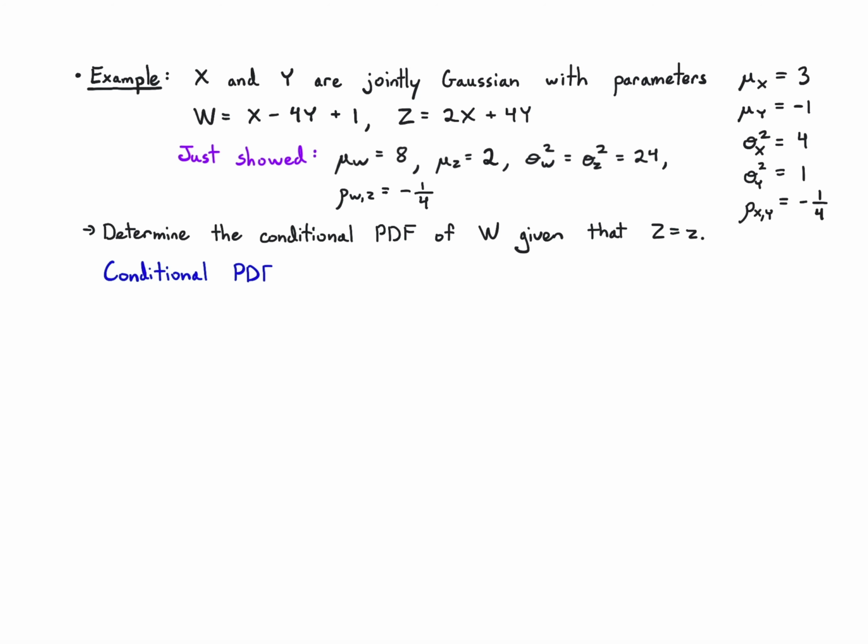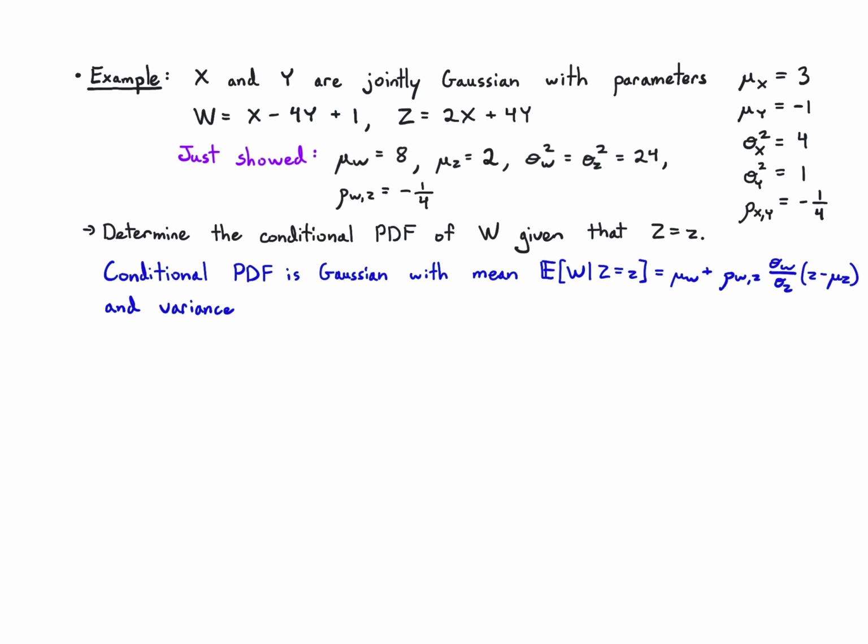Okay, so the conditional PDF is going to be Gaussian with mean that corresponds to the conditional expectation of W given Z. And we know from above that that's going to be the mean of W plus the correlation coefficient times the standard deviation ratio times Z minus its mean. This is a formula we had on a previous slide, and we also had a formula for the variance of this conditional PDF when both W and Z are jointly Gaussian. The variance of W given Z is 1 minus the correlation coefficient squared times the variance of W. Okay, so let's just work out these formulas.